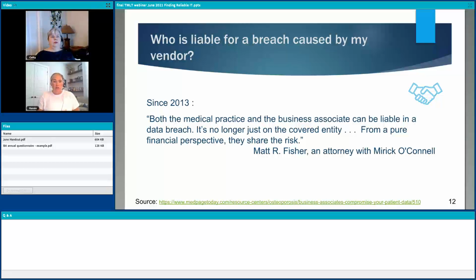So in the end, who is liable if a breach is caused by a vendor that you've chosen? This is a quote from an attorney, and he basically is saying both the medical practice and the business associate can be liable in a data breach. No longer is it just the covered entity or the healthcare practice, but from a financial perspective, both share the risk.